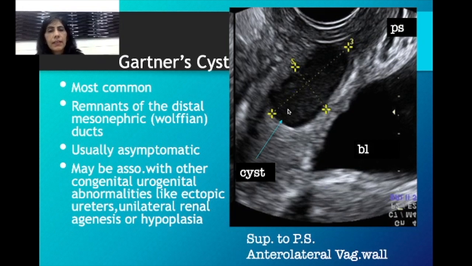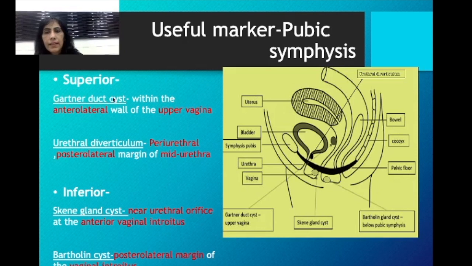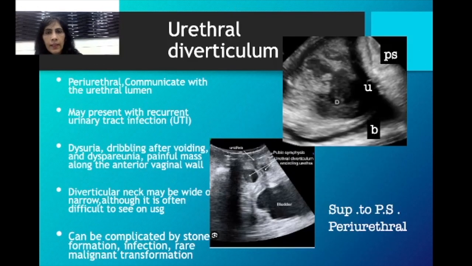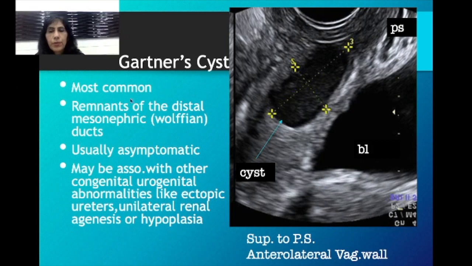So this is a Gartner's duct cyst, right? If you go back to that slide, Gartner's duct cyst: superior to the pubic symphysis and in the anterolateral wall of the upper vagina. Now, this is one of the most common lesions. It is a remnant of the distal mesonephric duct. Usually it is asymptomatic but can be associated with other urogenital anomalies like ectopic ureters, unilateral renal agenesis or hypoplasia. My main purpose of this lecture is just to help you differentiate between the different lesions ultrasonologically.